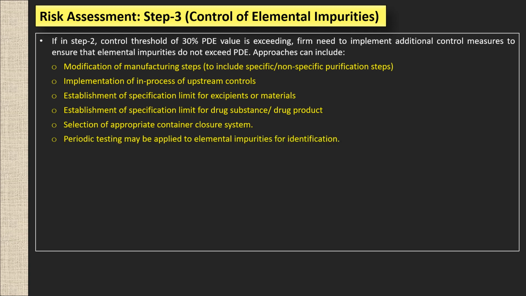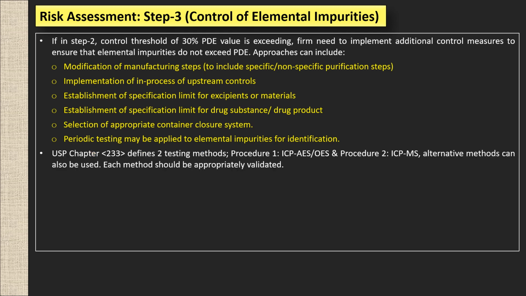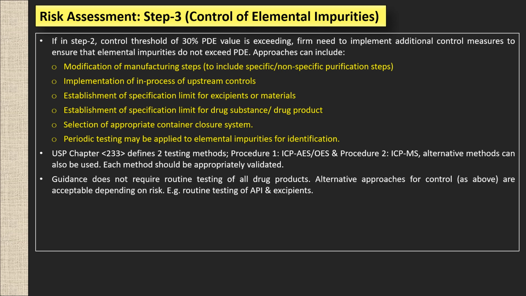Periodic testing may be applied to elemental impurities for identification. The USP Chapter 233 defines 2 testing methods. The procedure 1 gives ICP-AES or atomic absorption spectroscopy, and the procedure 2, that is ICP-MS, that is mass spectroscopy. It also tells that alternative methods can be used. Each method should be appropriately validated. Also, the guidance does not require routine testing of all the drug products for elemental impurities.